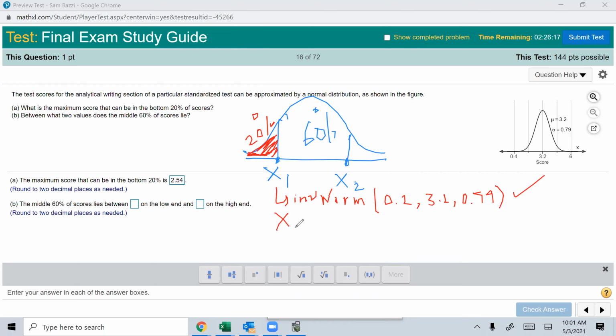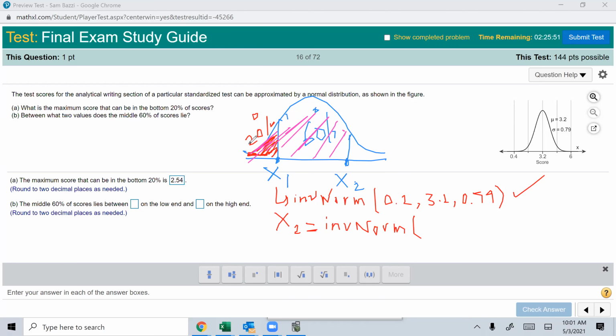X2, it's going to be inverse norm. It's always the area to the left of the target, guys. Can you guys tell me what's the area to the left of X2? Let me use a different color. This area. What would that be?